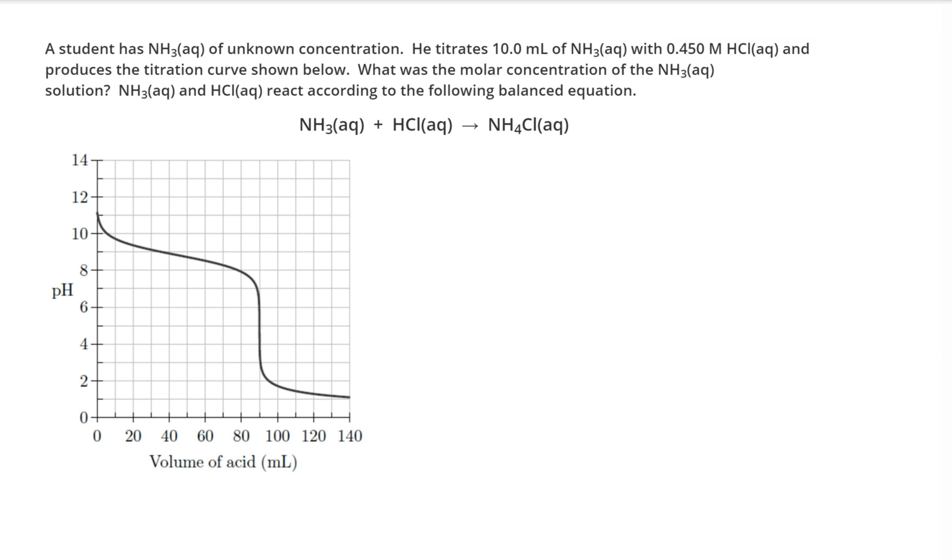All right, here, a student has a solution of ammonia of unknown concentration. He would like to determine the concentration of this solution, so he decides that he's going to react it with hydrochloric acid and do a titration reaction. So he takes 10 milliliters of the ammonia and titrates it with 0.450 molar hydrochloric acid.